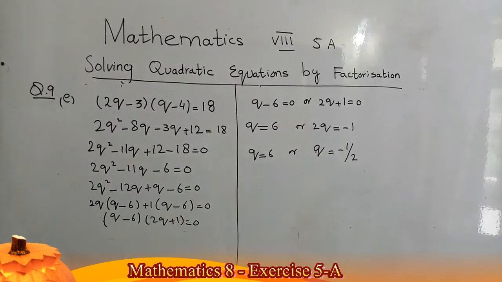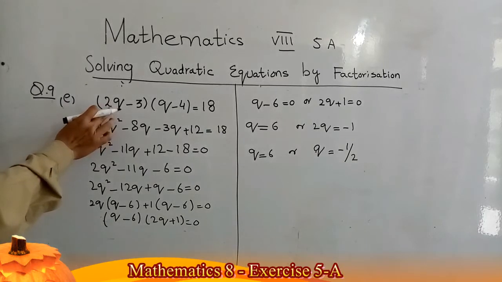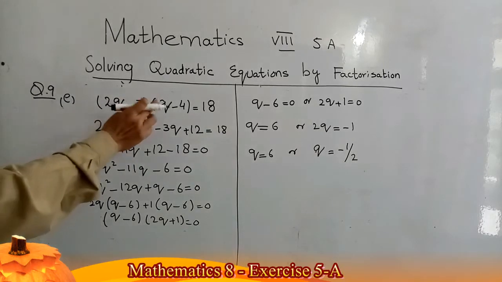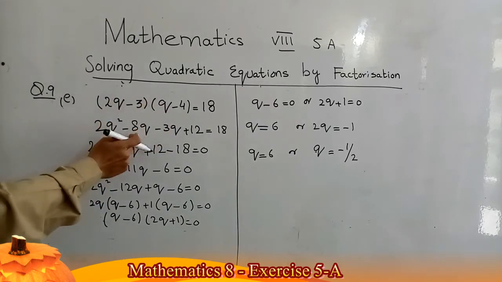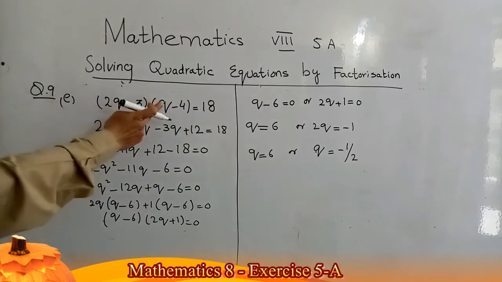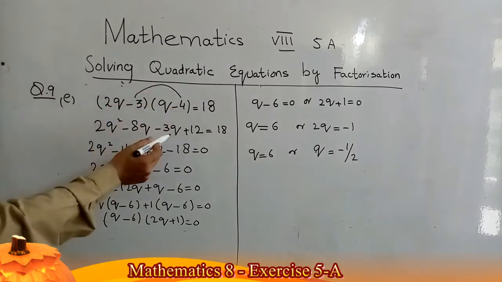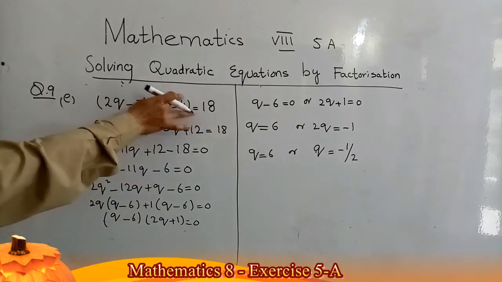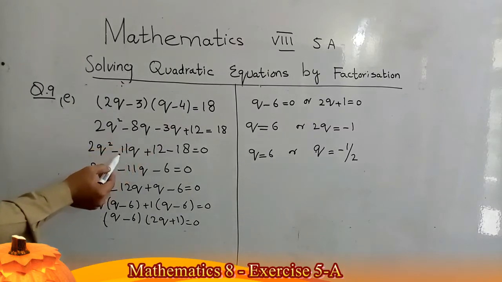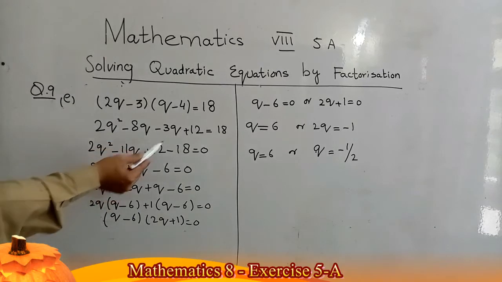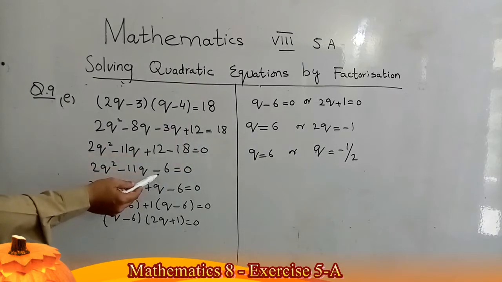Now, first of all, I will multiply the first term of the first bracket with the expression in the second bracket. So 2q square minus 8q, then minus 3 into q is minus 3q, and in the last, minus 3 into minus 4, so I will have plus 12. Now minus 8q minus 3q will be minus 11q, plus 12 minus 18. So 12 minus 18 is equal to minus 6.